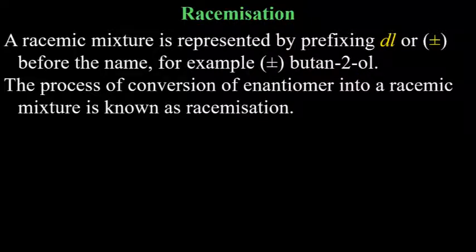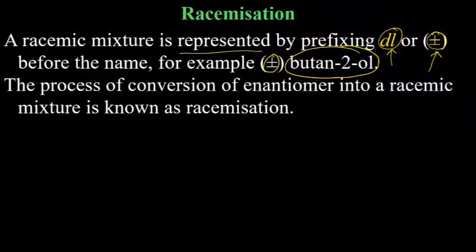Racemic mixture is represented by DL, means dextro-levo or plus minus. This one is more accurate, but in this chapter, DL is also written like that. Means dextro and levo both. So for example, if I talk about butan-2-ol, it is a racemic mixture. So 50% it will rotate light in left direction, 50% right direction.